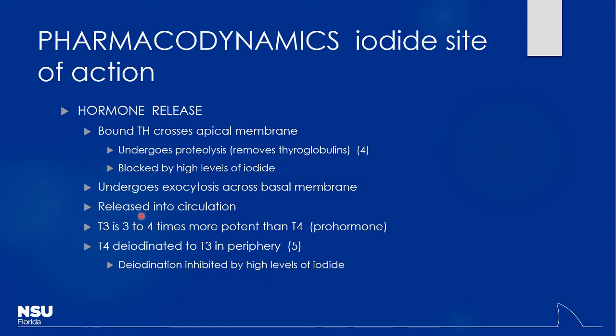And then once it's released, T3 is going to be 3 to 4 times more potent. T4 is kind of considered a pro-hormone. It's not all that active until it gets converted over. And so again, this is another case where high levels of iodide can actually be used to inhibit this process. So if you had thyrotoxicosis, it may seem counterintuitive to give them iodine because you think that would just produce more thyroid hormone, but it can actually inhibit this conversion process.